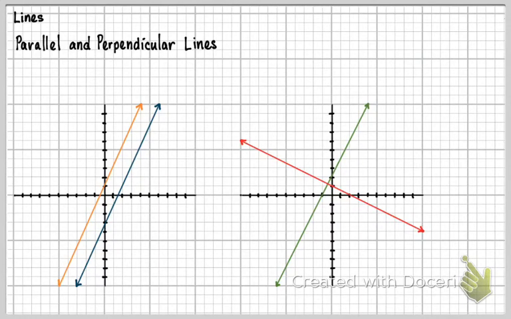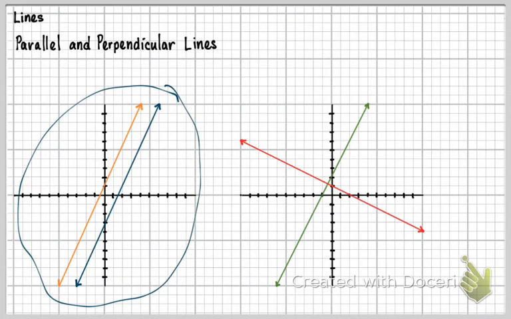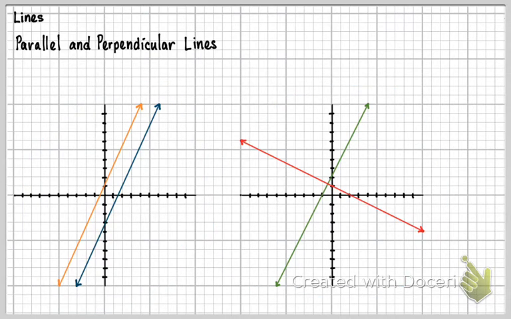Now let's talk about parallel and perpendicular lines. If you look at this first set here, this first set is actually parallel lines, and the second set, they're perpendicular lines. So we're going to talk about these parallel lines first. One thing I want to talk about is the slope of these parallel lines.